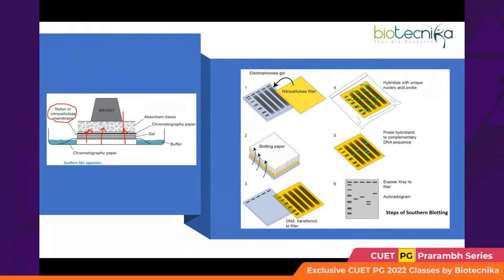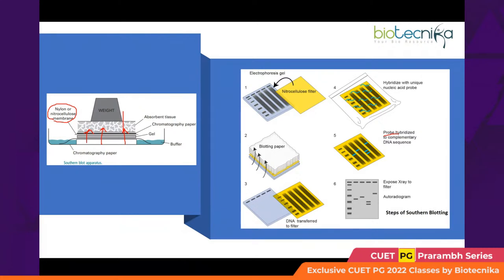We give it a proper shake and a proper wash so that any unattached probes can be removed. And then finally, we see where all our probes have attached. Now the probe is single stranded, so it can only bind with single-stranded DNA, right? If you remember, in the agarose gel we have not done anything like that. We have let the DNA stay double stranded.